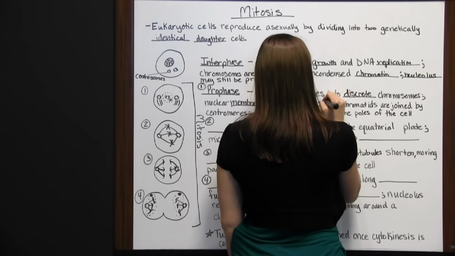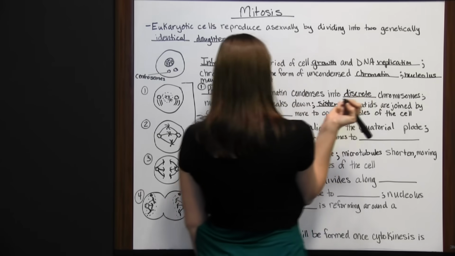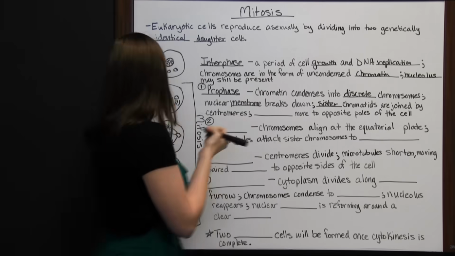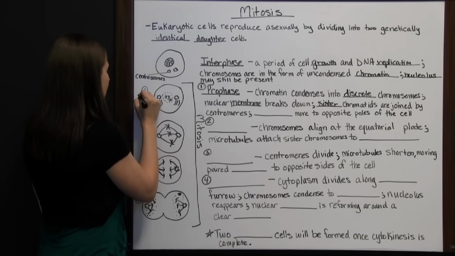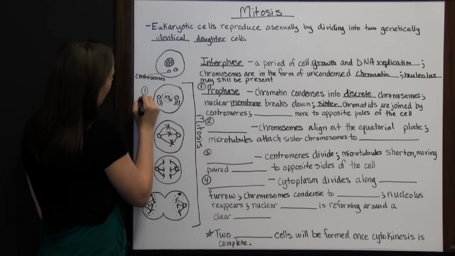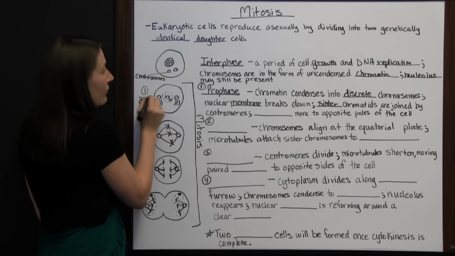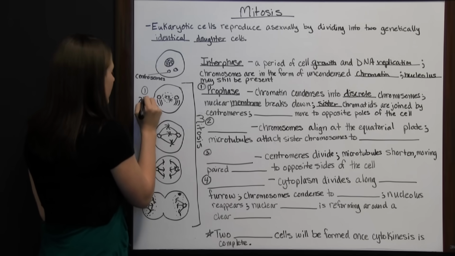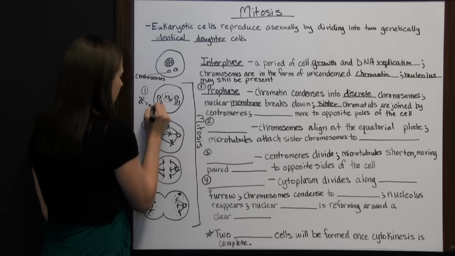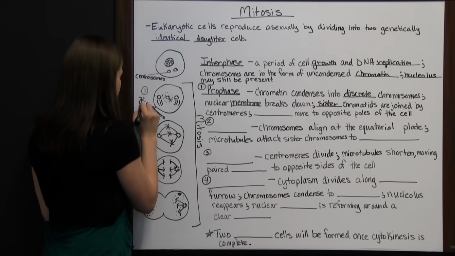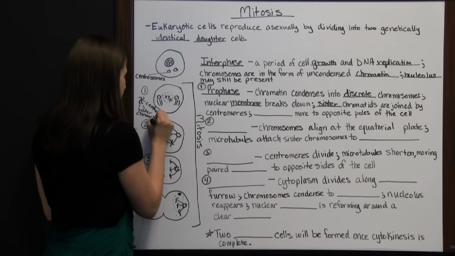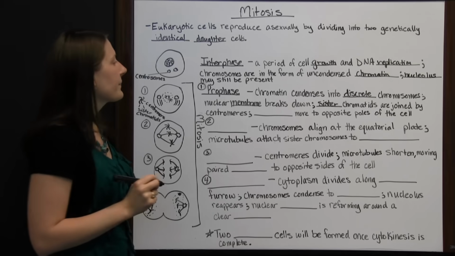And sister chromatids are joined by centromeres. So what they mean by that is this would be your chromosome, and these sister chromatids are joined by these centromeres. So this would be your centromere, and then each of these would be sister chromatids that form the chromosome.